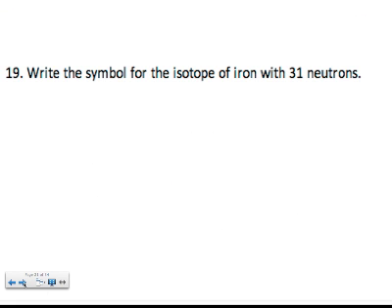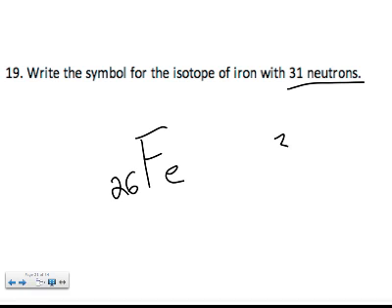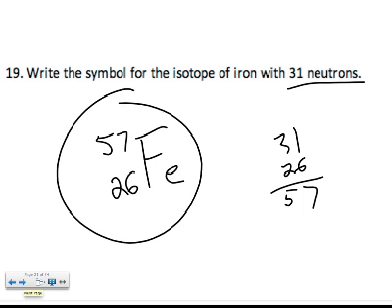Write the symbol for the isotope of iron with 31 neutrons. Well, iron has the symbol Fe, and its atomic number is 26, so that's the number that goes on the bottom. And if it's got 26 protons and 31 neutrons, 31 plus 26 gives you 57. So that means the mass number on the top is 57.